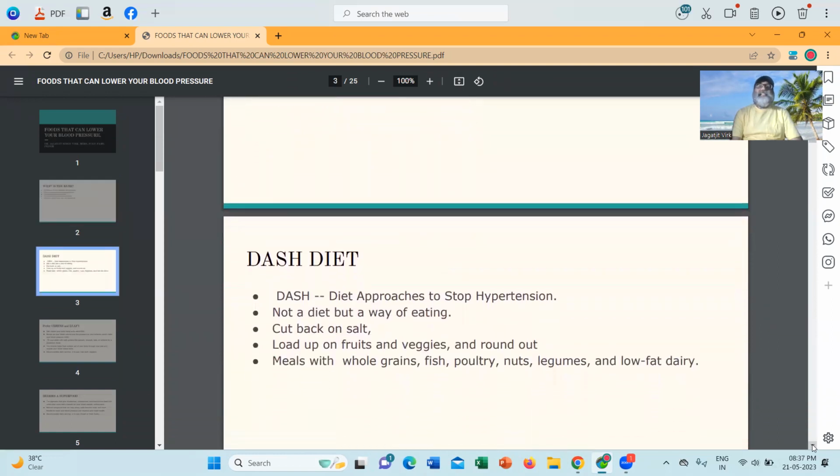DASH diet. Approaches to stop hypertension. Not a diet, but a way of eating, how we eat. It cuts back on salt, loads up on fruits and vegetables, and rounds out meals with whole grains, fish, poultry, nuts, legumes, and low-fat dairy.